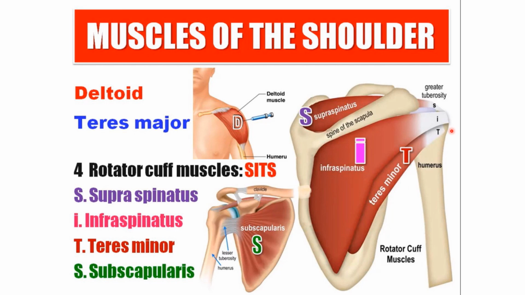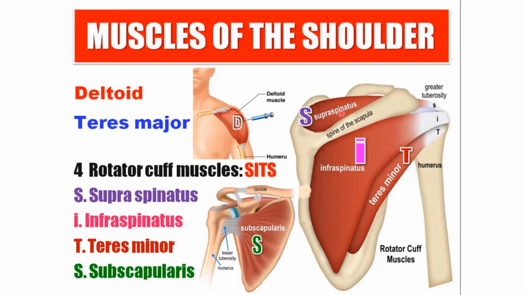So what are rotator cuff muscles? Rotator cuff muscles are muscles which insert on the greater and then the lesser tuberosities of the humerus. Now it's important to note that the deltoid and the supraspinatus muscle, these 2 muscles, are responsible for abduction between 0 degrees and 90 degrees.